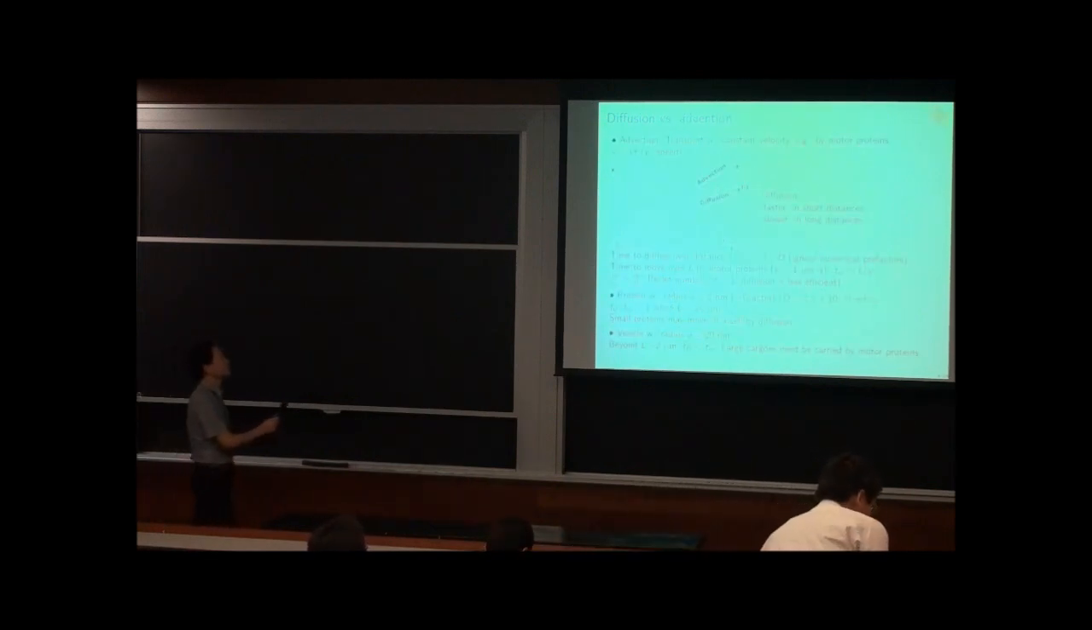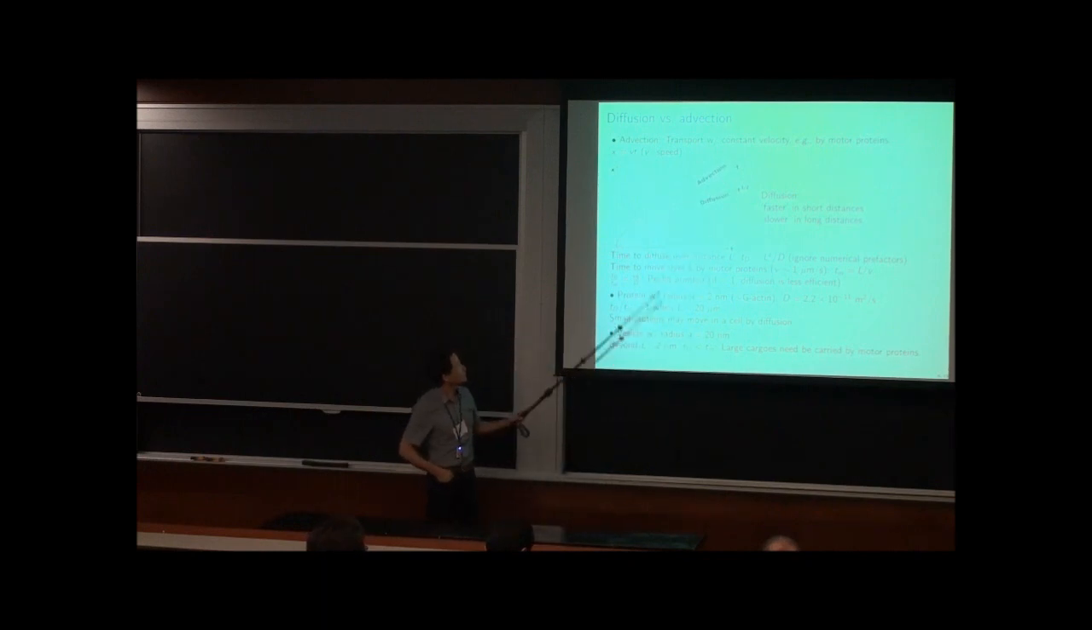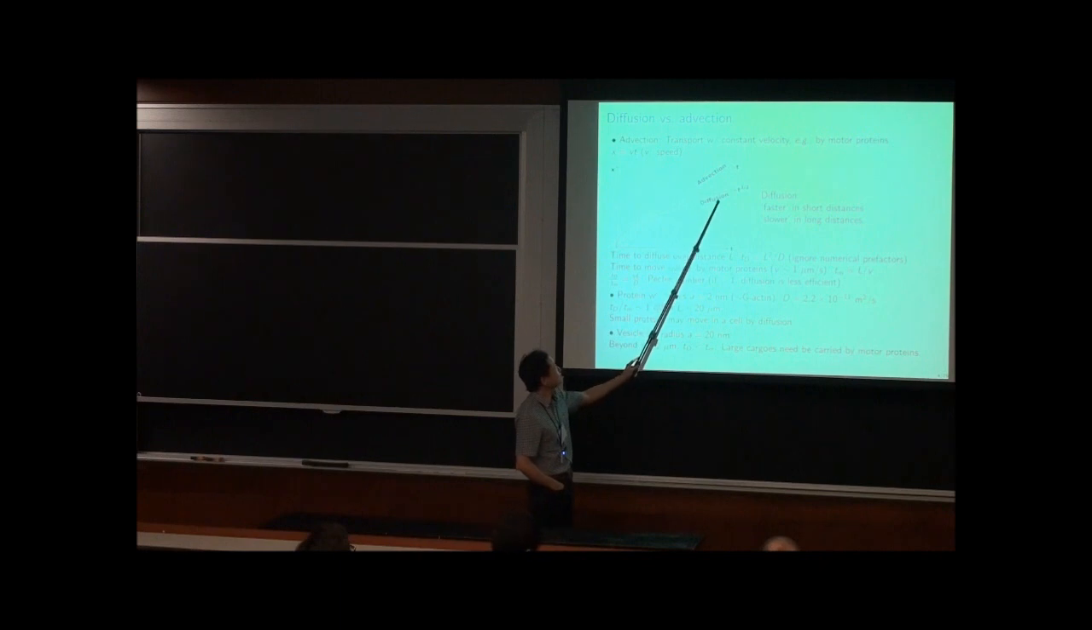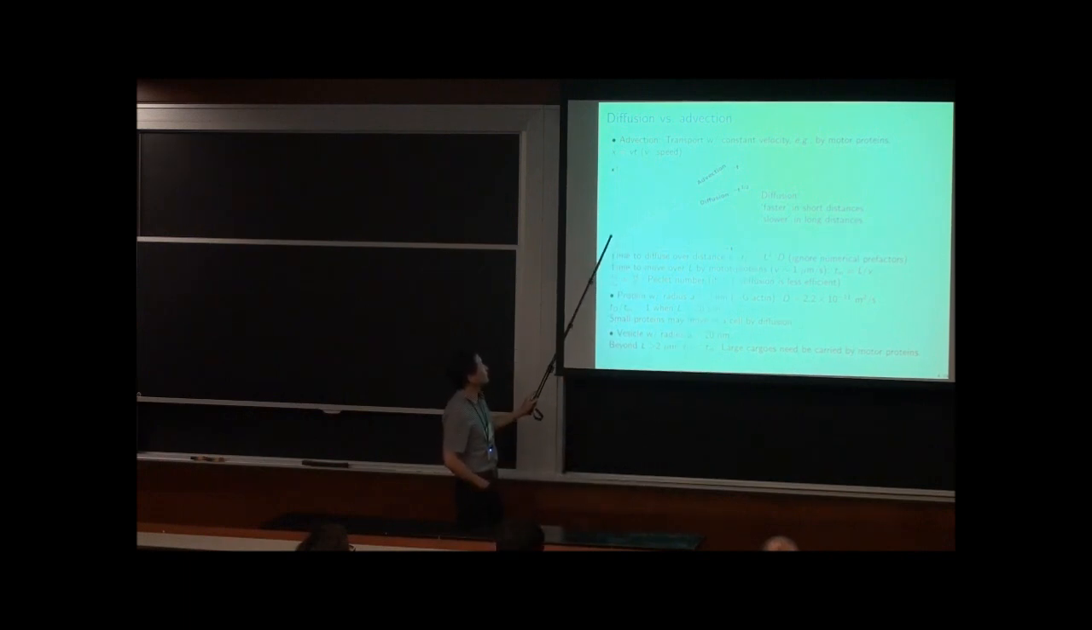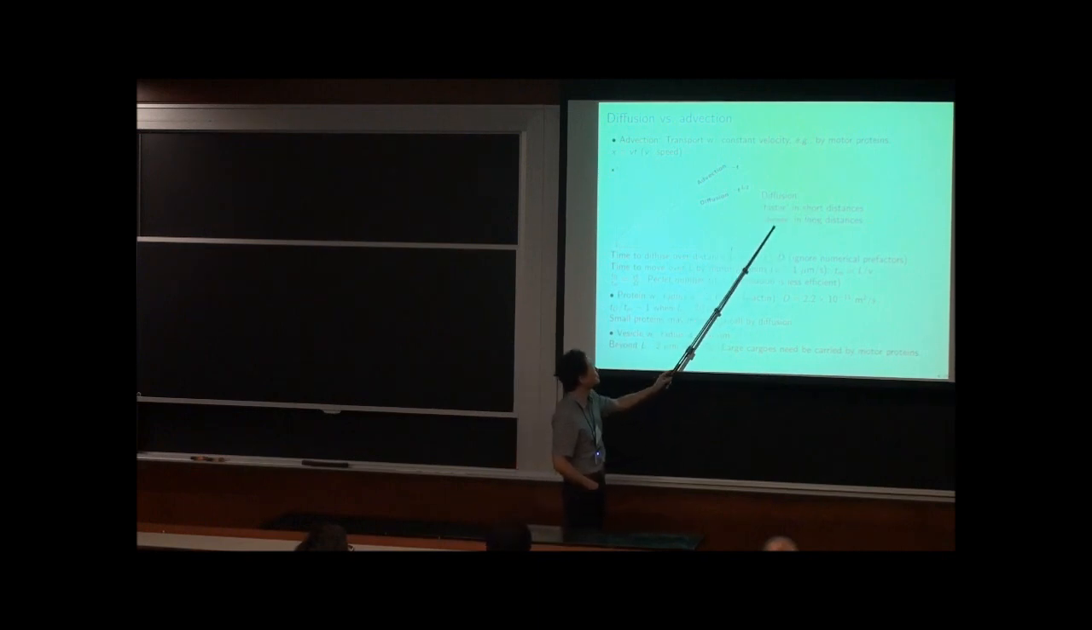And let's first of all compare diffusion with advection. Advection is a transport with constant velocity, usually by motor proteins. So x grows as v times t. If you plot this delivery distance versus time, advection grows linearly in t, and diffusion grows as the square root of t because of this L squared going as D times t. So as you can see here, in short distances, diffusion is more efficient. Diffusion is faster in short distances, and it becomes slower and slower in long distances.